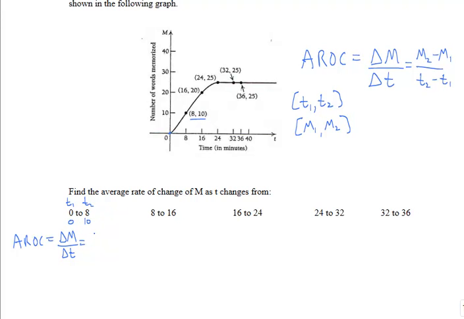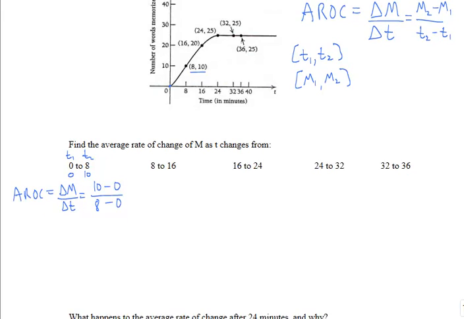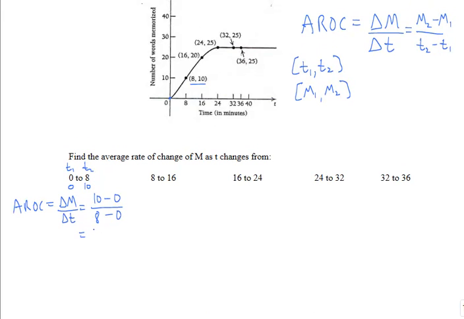So our m sub 2 would be the 10, and our m sub 1 would be the 0. Our t sub 2 would be the 8, and our t sub 1 would be the 0. So if we simplify that, we get 10 over 8, and if we divide by 2, we're going to get 5/4, or as a decimal, 1.25.